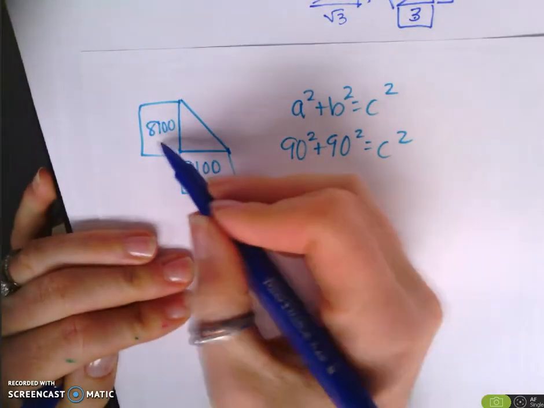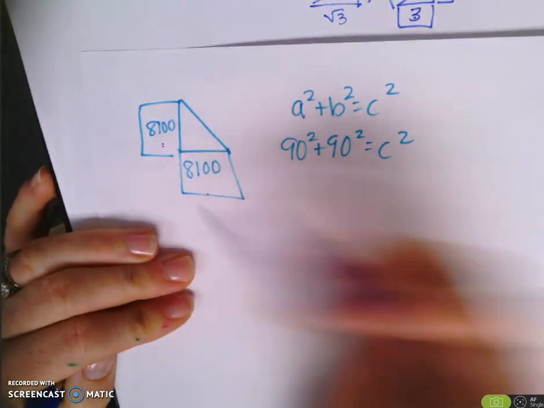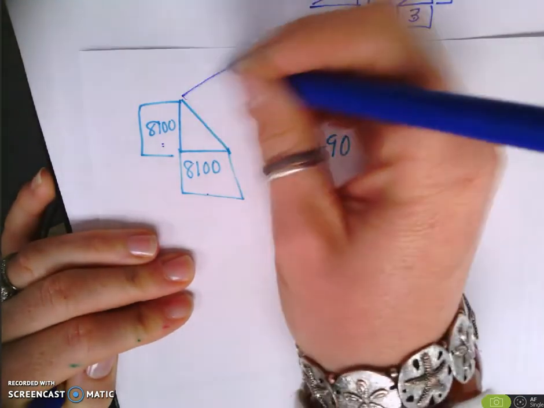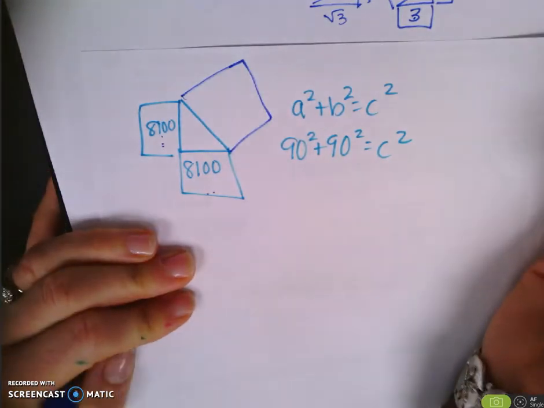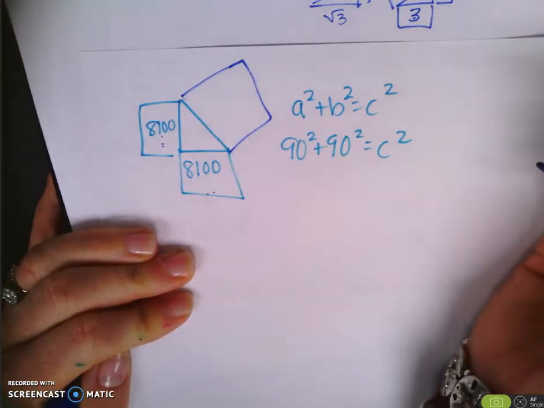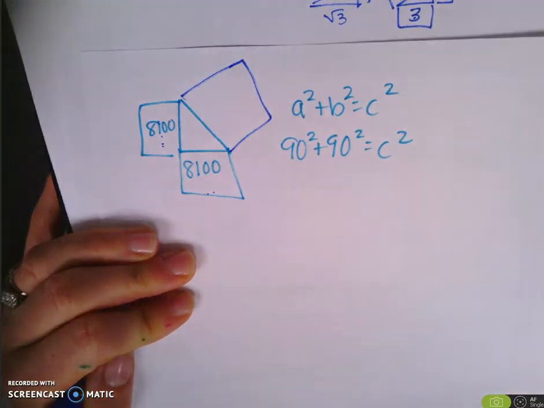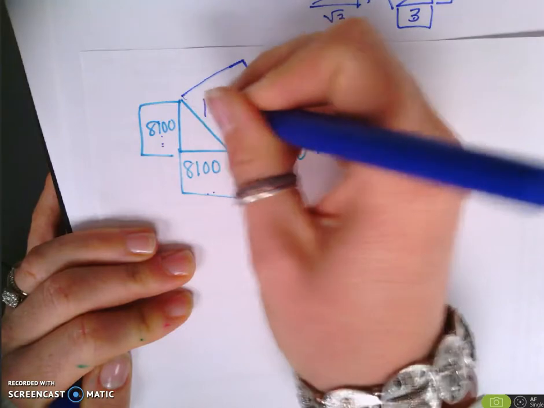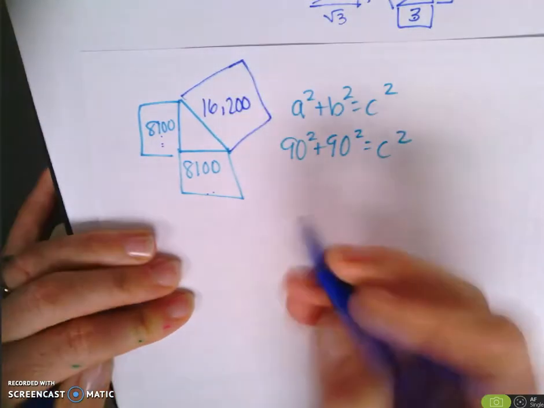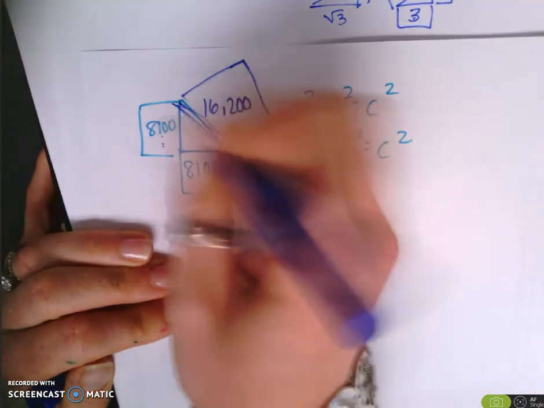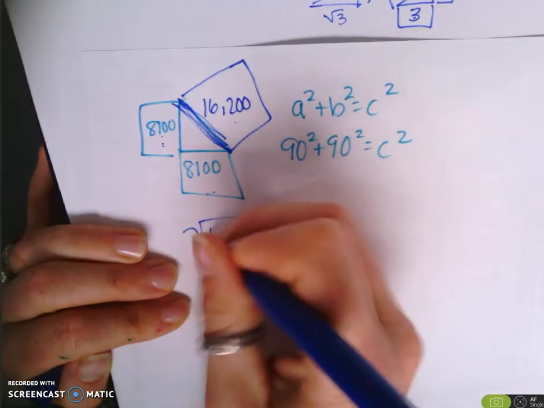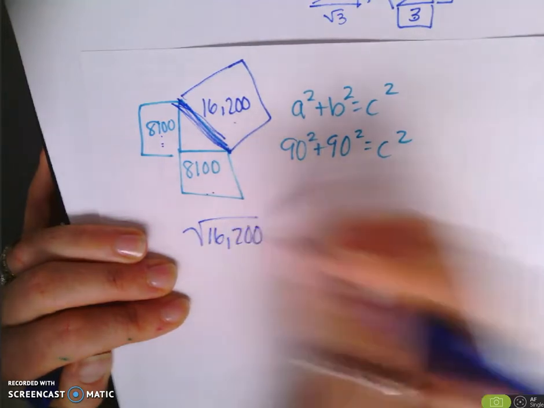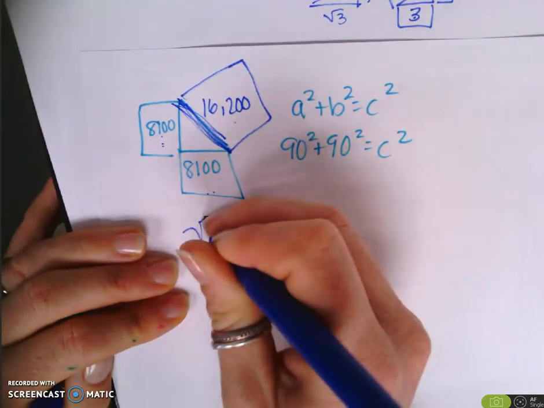So if I have a leg area of 8100 and a leg area of 8100, to find the hypotenuse area, what do I do with these two numbers? That's right, we add them. So adding them up, 8100 plus 8100, you get 16,200. So I know if I want to find this distance here, I need to take the square root of this value. So the square root of 16,200, and you can go ahead and do that in your calculator.